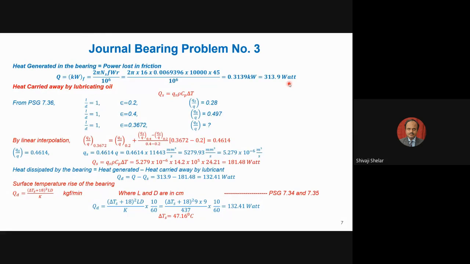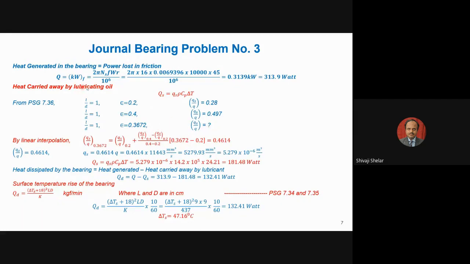So to do this calculation, let's consider what the side flow is and what the total flow is. To determine the side flow, I am considering L by D equal to 1 and epsilon equal to 0.2. For this value, the side flow ratio, that is Qs by Q, the axial flow upon the total flow, is equal to 0.28. If my eccentricity ratio is increasing, then my side flow ratio is also increasing. It is 0.497. Now I require the side flow ratio at an eccentricity ratio of 0.3672. What is the Qs by Q value here?